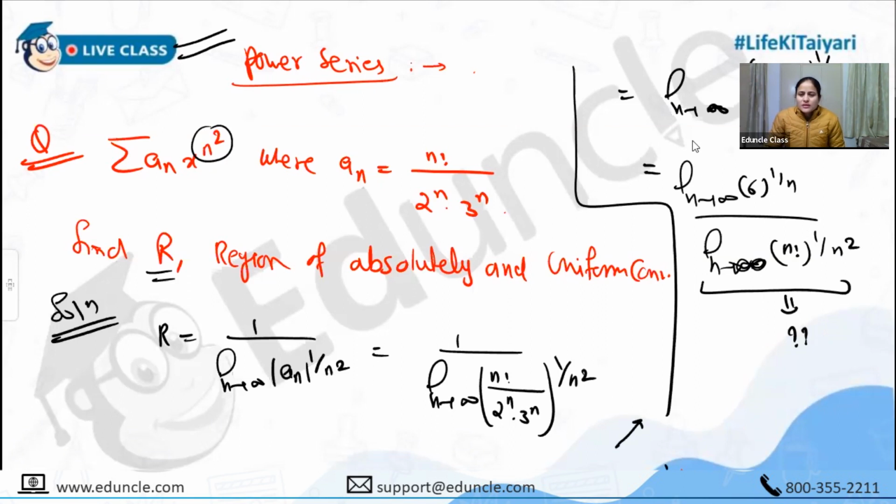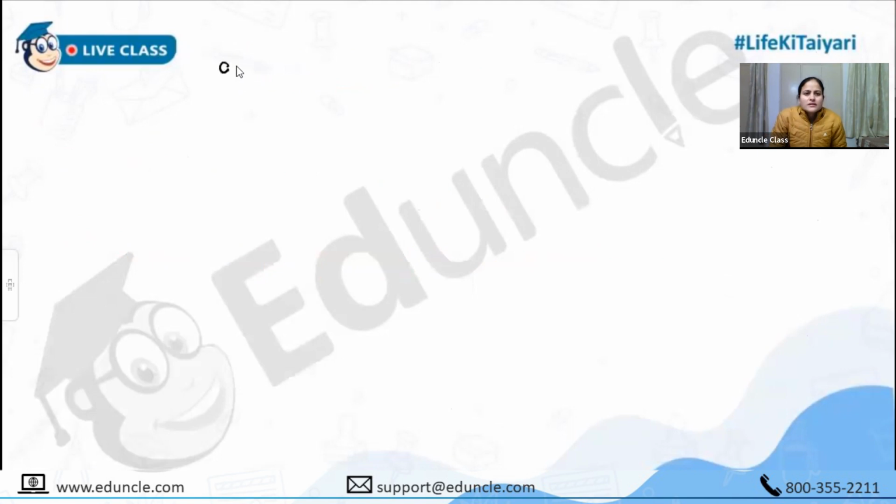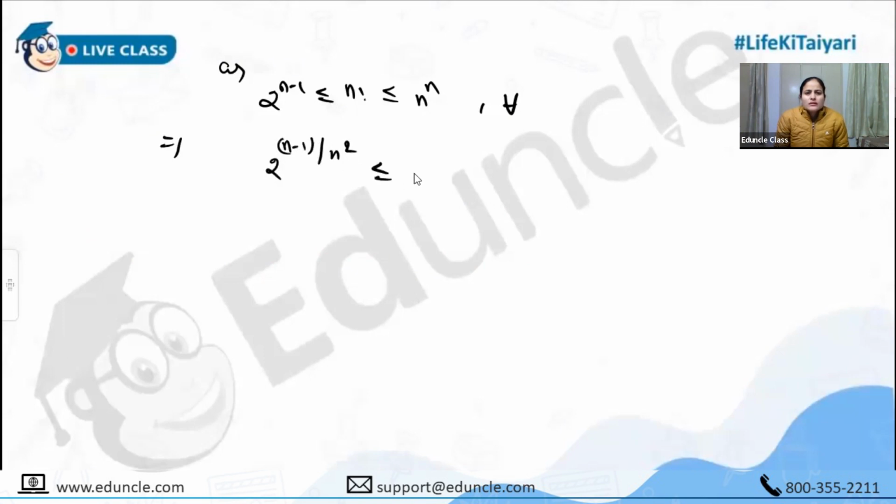Very nice, Pratiksha, by using the sandwich theorem. Yes, we have practiced such questions. As we know the estimations for factorials, n factorial is less than or equal to n raised to n and greater than or equal to 2 raised to n minus 1 for every n. So I can take the positive power 1 by n square in this inequality. So 2 raised to n minus 1 upon n square is less than or equal to n factorial to the power 1 by n square, which is less than or equal to n raised to 1 by n.